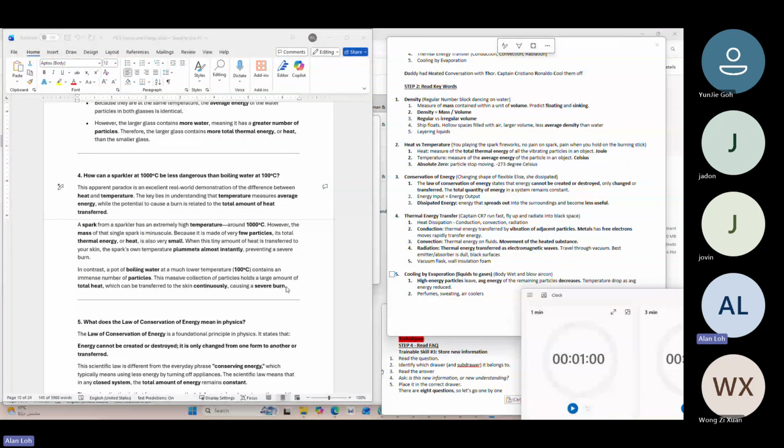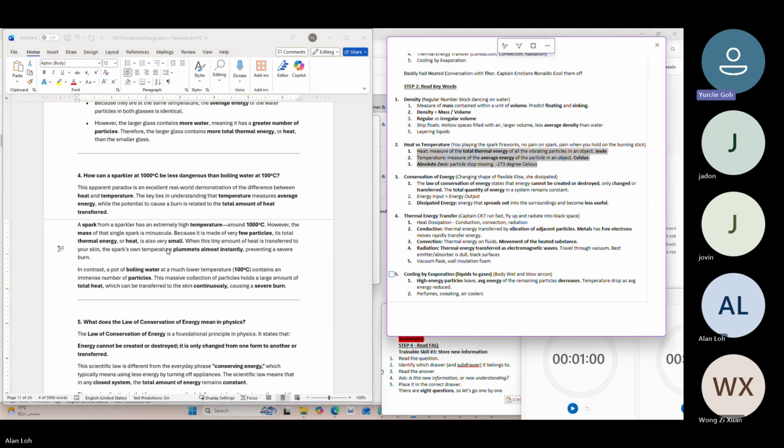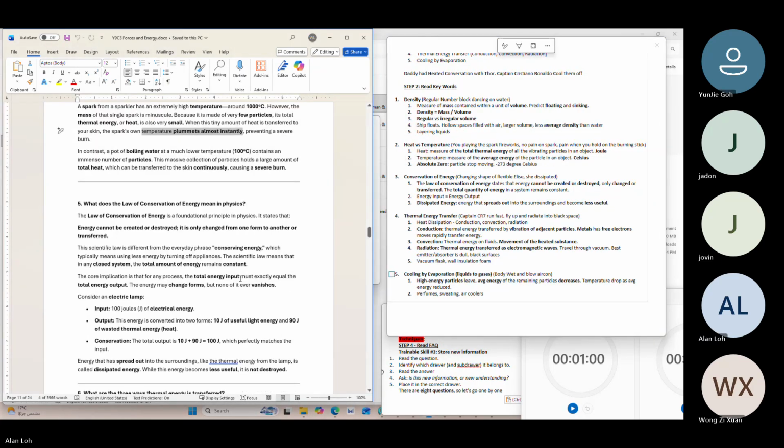Okay, Yun Jie, any new information? Because the part where it says when the heat is transferred to your skin, the spark's own temperature plummets almost instantly. Okay, yes, there's new information. It's not here. You're right. Okay. Next.